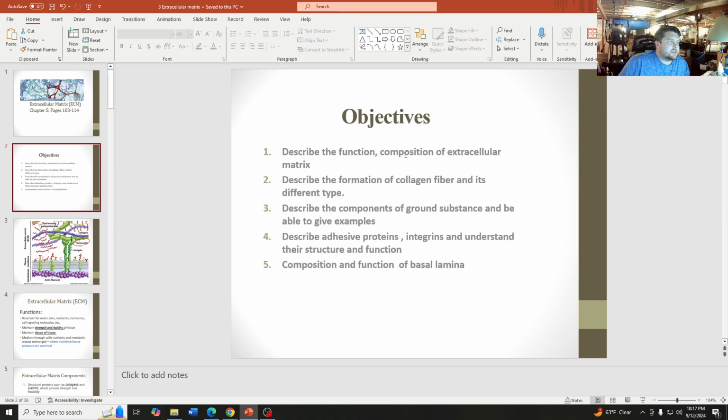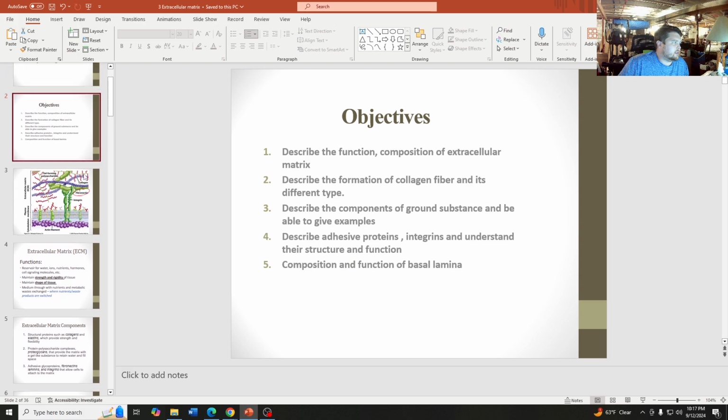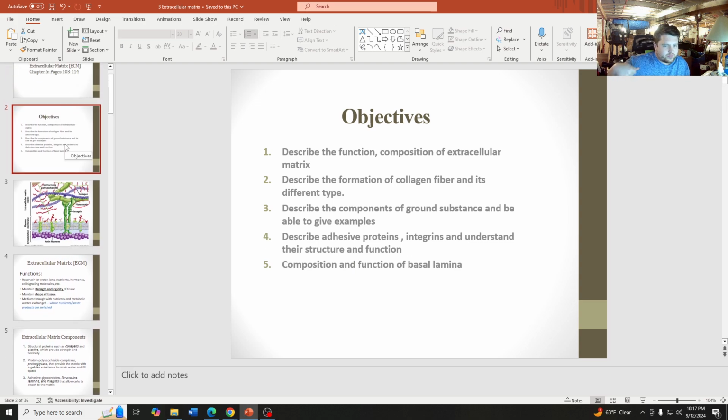Objectives: function and composition of the extracellular matrix, the different collagen fibers, ground substance, adhesive proteins, integrins, structure and function, and then composition and function of basal lamina. A good amount of these things that we're going to go through in this PowerPoint, we've actually already touched on previously. Some of the stuff like the integrins and adhesive proteins we covered previously. Basal lamina we touched on a little bit. Collagen, super briefly touched on it. But a lot of these terms and pictures should seem familiar because they're coming back.